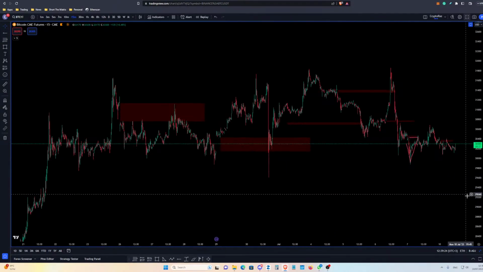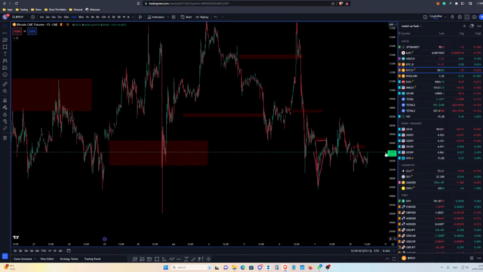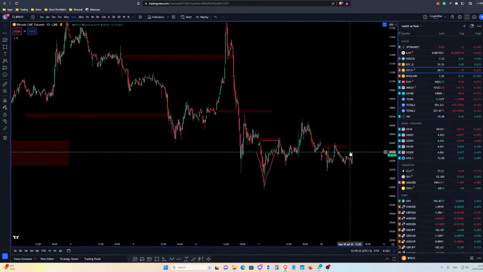Although there's one thing you need to remember. This is a delayed chart. You need to be a subscriber for the Chicago Mercantile Exchange charts in TradingView to be able to see it in real time.